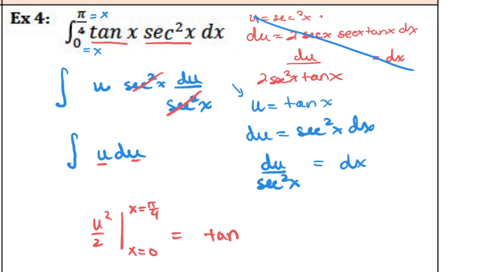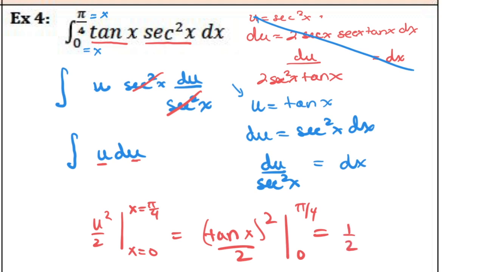So tangent of x quantity squared over 2 can be evaluated from 0 to pi over 4. And you, of course, are going to end up with, this is equal to 1/2.